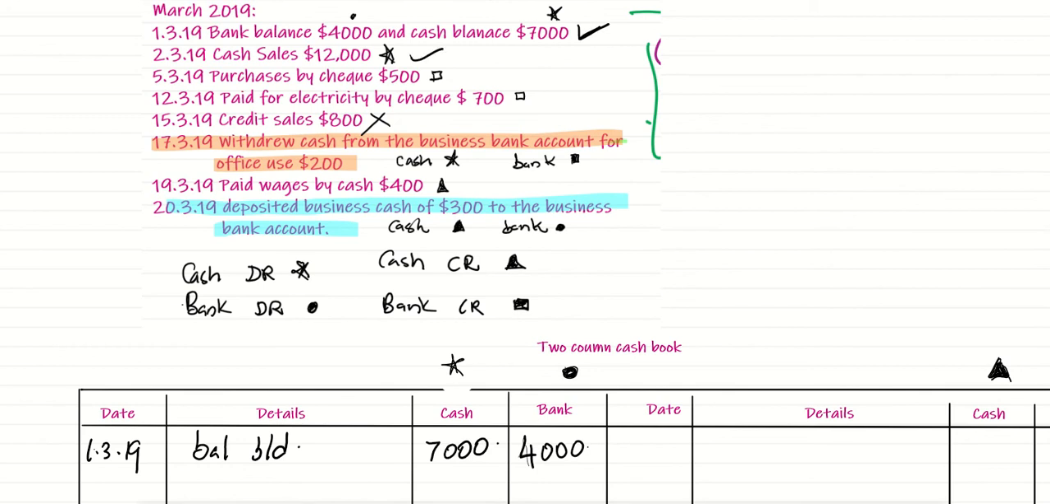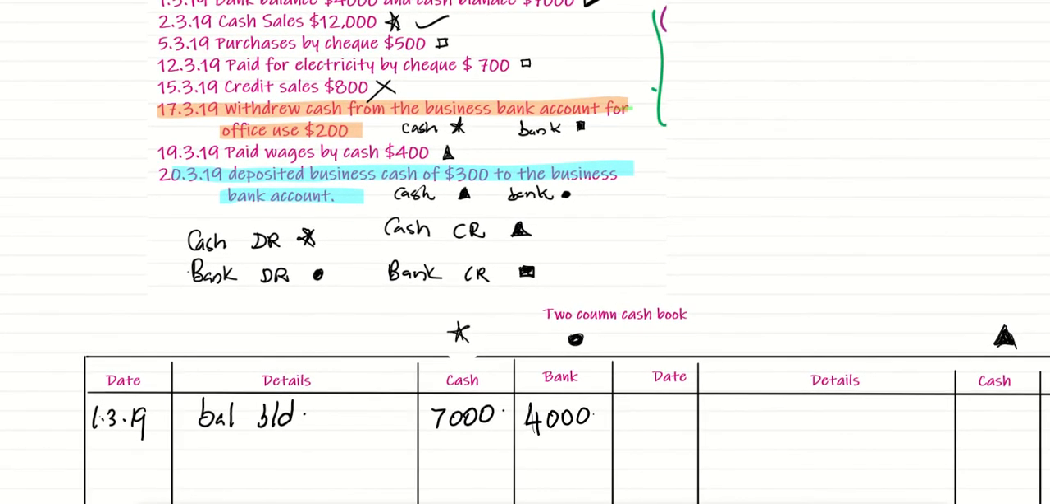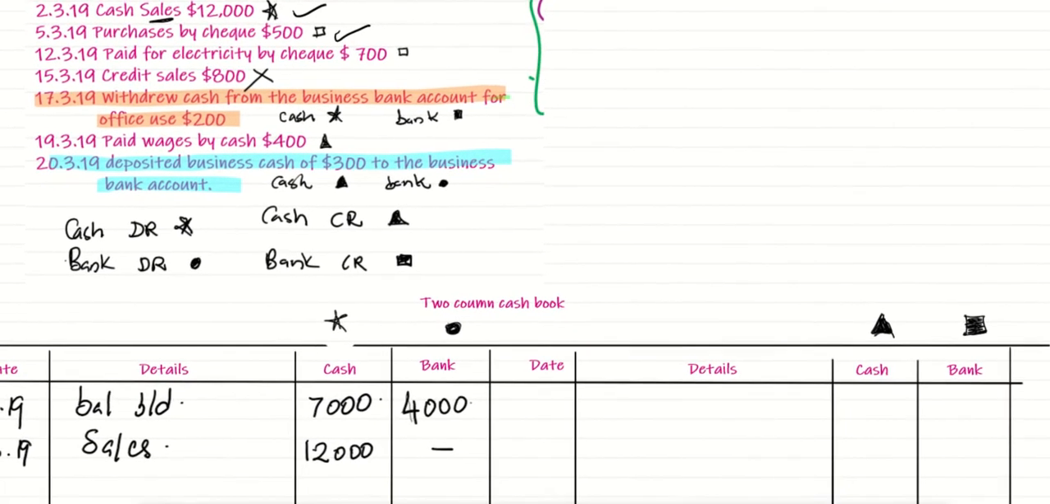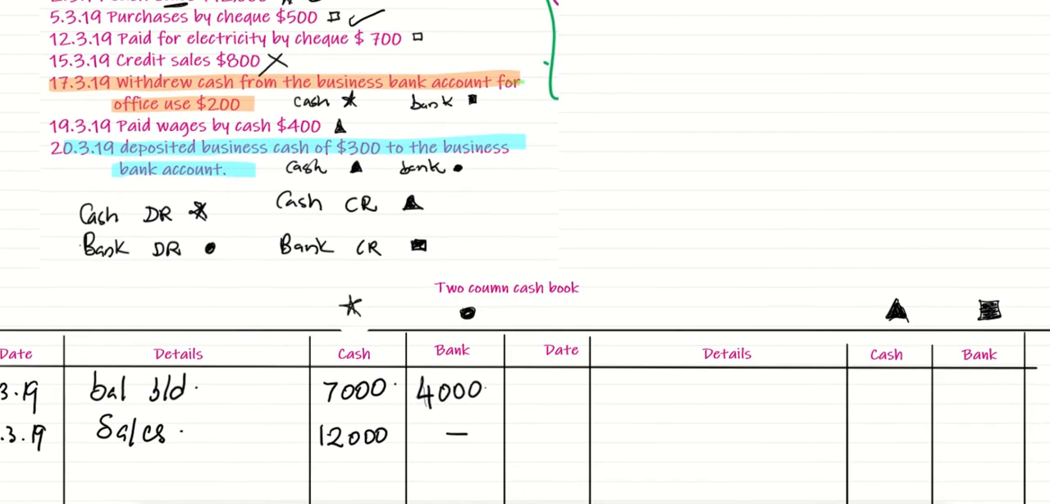Now let's move to this one. Star, that means cash debit. So move to the debit side of cash, 12,000. What did we do? We sold. Therefore, write the opposite account's name as sales, which occurred on 2nd. Now let's move to the next transaction, purchases by check. That means purchases by check goes to the credit side, square. Write the amount. What did you do? You purchased. Therefore, write purchases and then include the date.